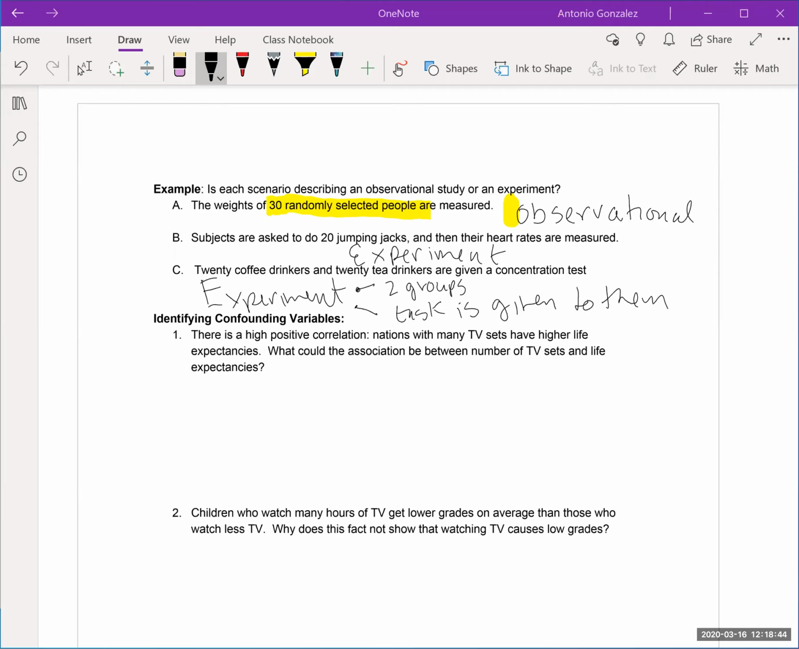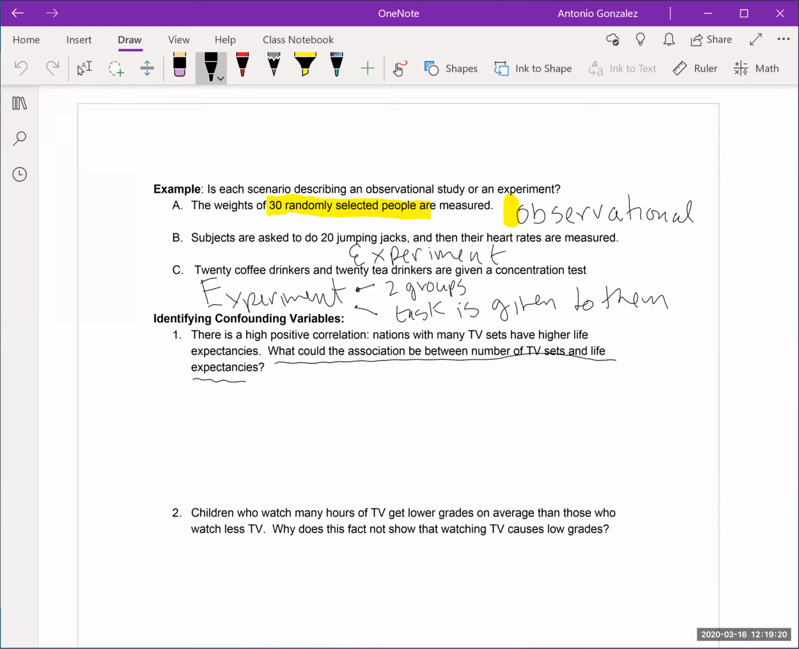So for example, let's take a look at the first one here. It says identify confounding variables. There is a high positive correlation that nations with many TV sets have higher life expectancies. What could the association be between number of TV sets and life expectancies? Okay. So here, there are two measurements being made, the number of TV sets in a nation, and then life expectancy.